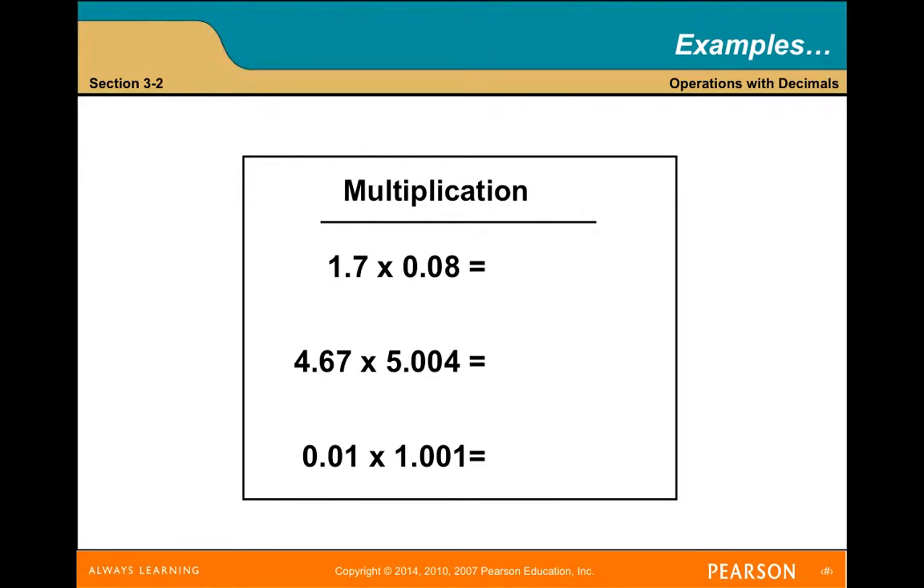And here we have a couple of examples if you'd like to try the first one out. 1.7 times 0.08. The answer is 0.136. Next we have 4.67 times 5.004. And the answer is 23.36868. And lastly, we have 0.01 times 1.001, and the answer is 0.01001.